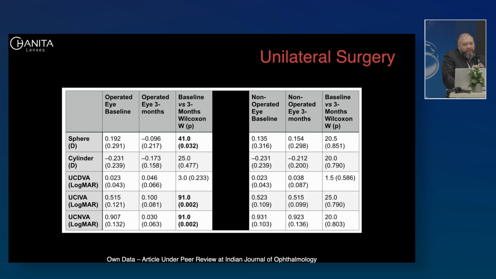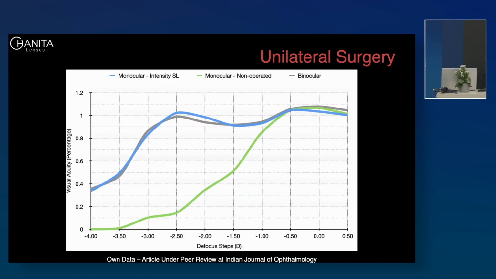These are our results. Essentially, if we compare the operated eye with the non-operated eye, we see what we expect. The near vision improves a lot for the operated eye. The non-operated eye obviously is the same because it wasn't touched. And this is our defocus curve. This is interesting. Sorry I get in the middle, but I have nothing to point with.